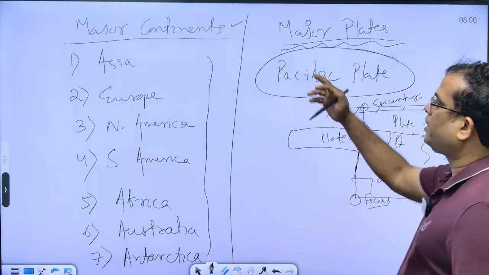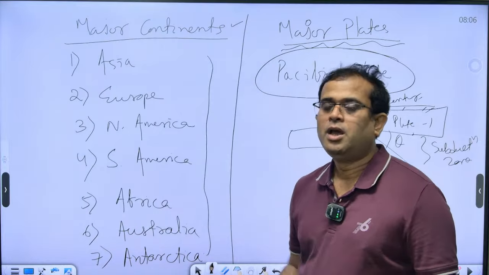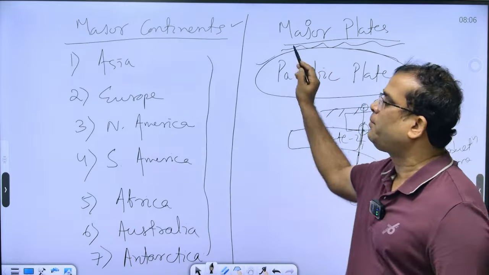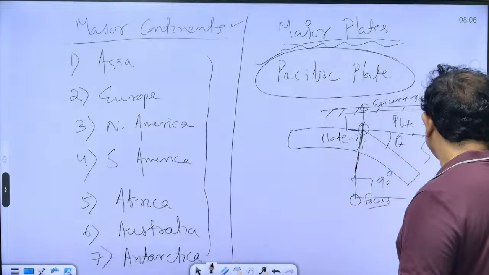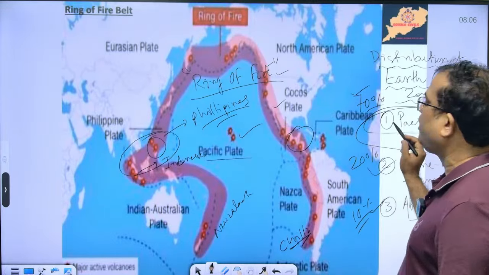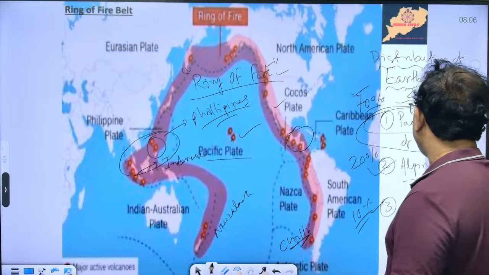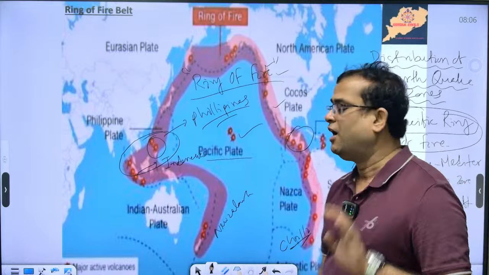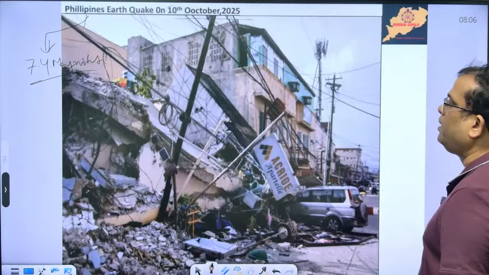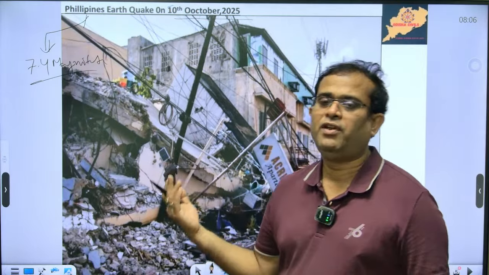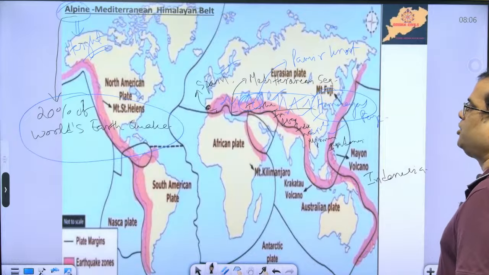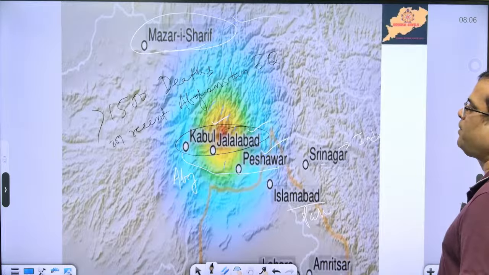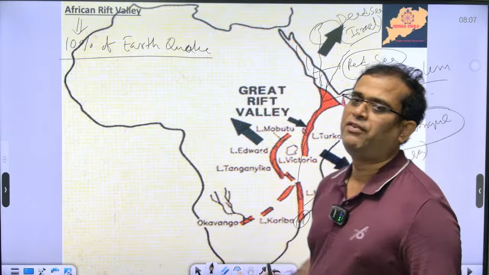Next, if we look, these are the major continents or the major plates. Apart from that, Pacific plate is also a major plate, right? And then we discussed the Earth: 70% Pacific Ring of Fire, 20% Alpine Himalayan belt, and African Rift Valley. Then we saw the Pacific Ring of Fire, how Philippines was, we discussed the Philippines. Next, Mediterranean Alpine belt, and we have discussed Afghanistan, and this is the African Rift Valley.